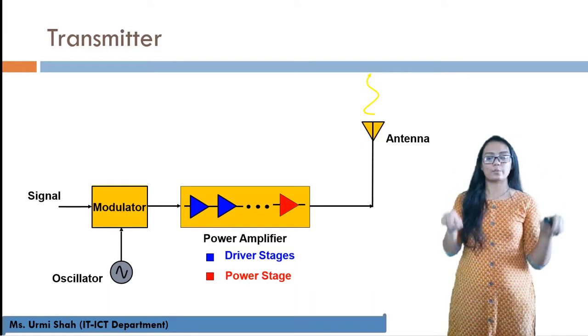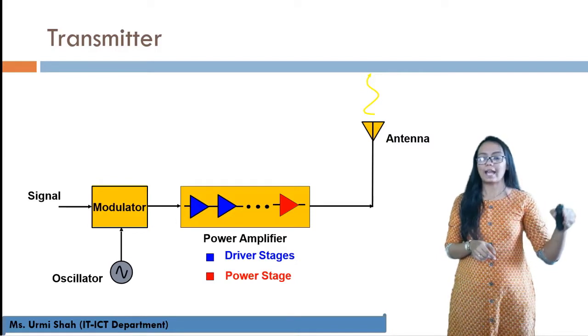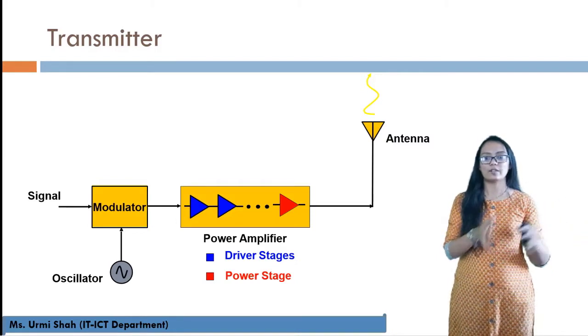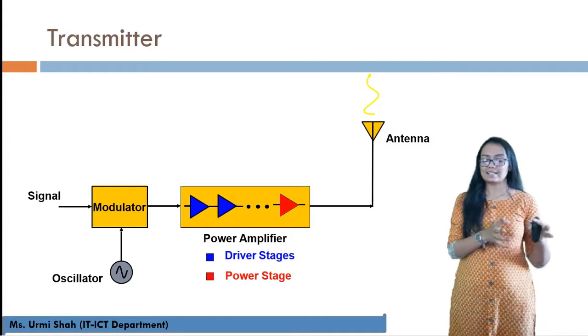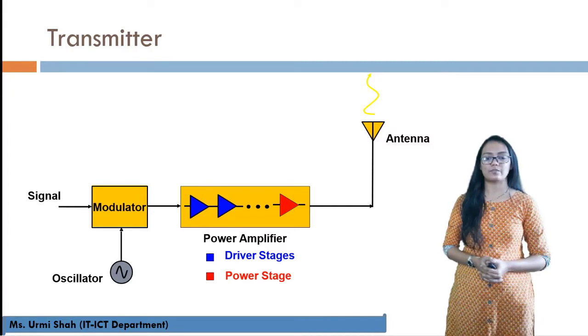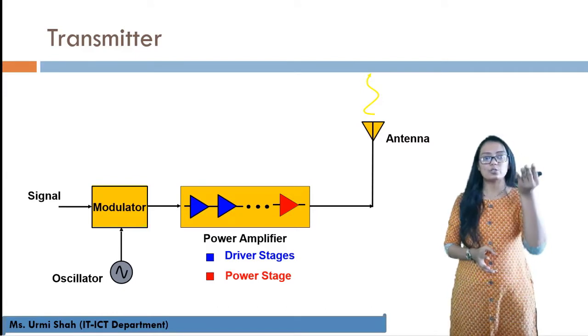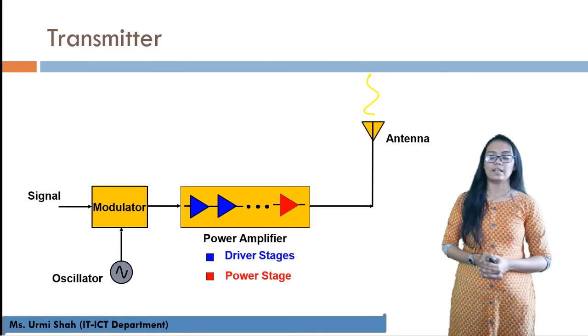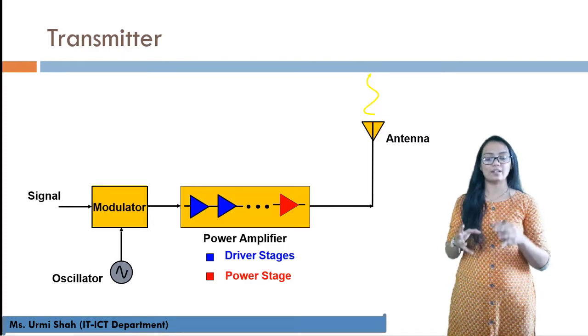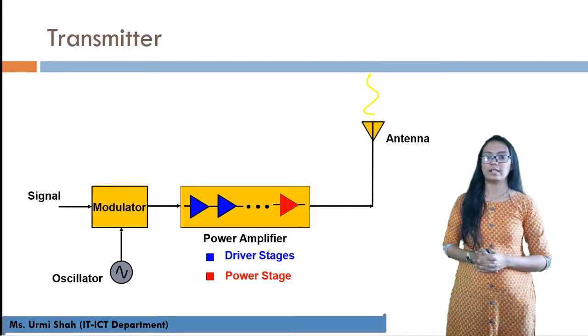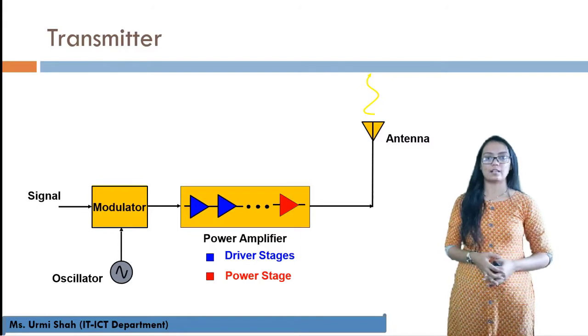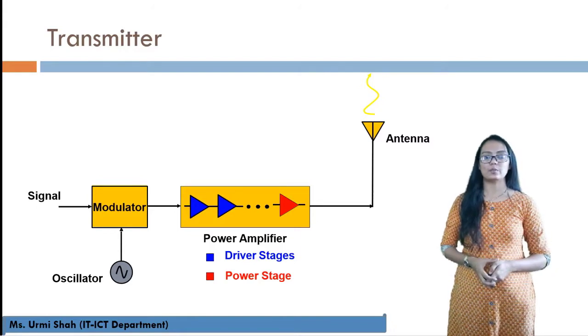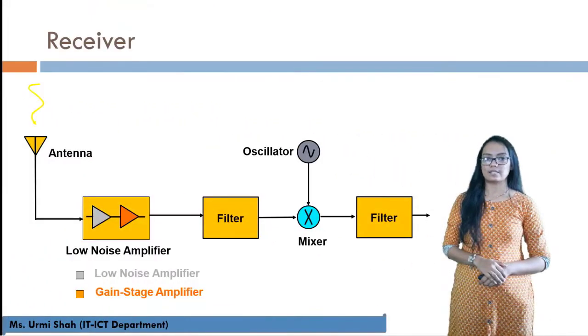Here in the amplifier block, we have back-to-back amplifiers connected in the form of stages or cascade connection. So this amplifier cascaded connection is going to give me a large amount of gain or power gain in the signal, and that we are going to transmit over the antenna from the transmitter end. So this is how the transmitter block works in the form of driver as well as power stage. This is the receiver block.